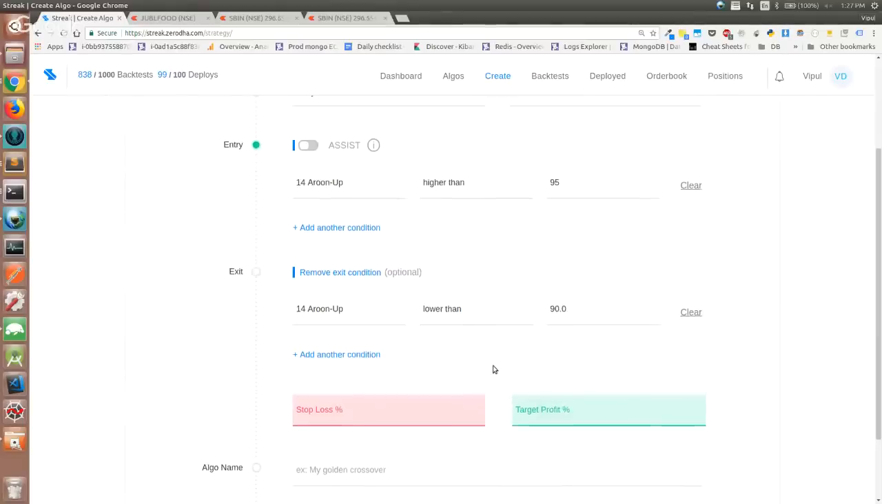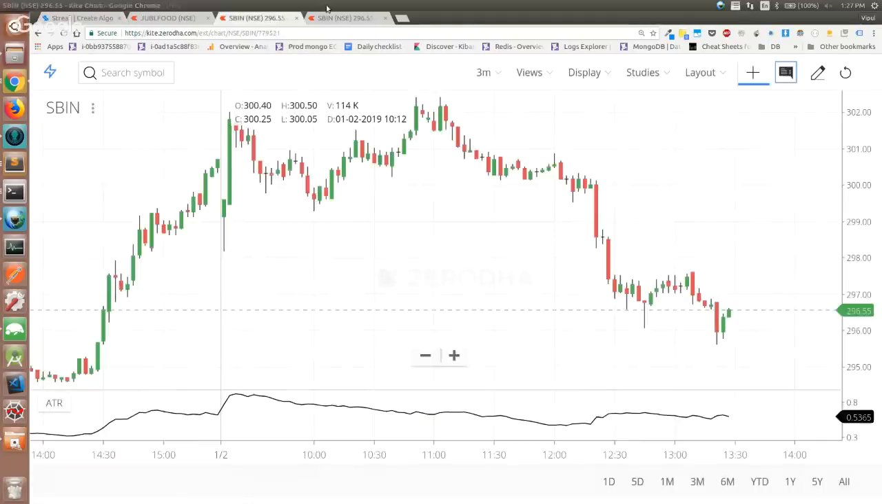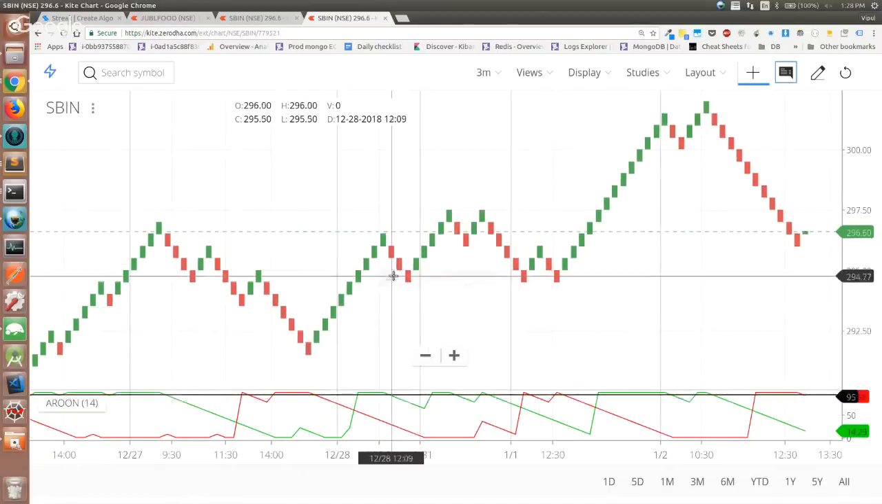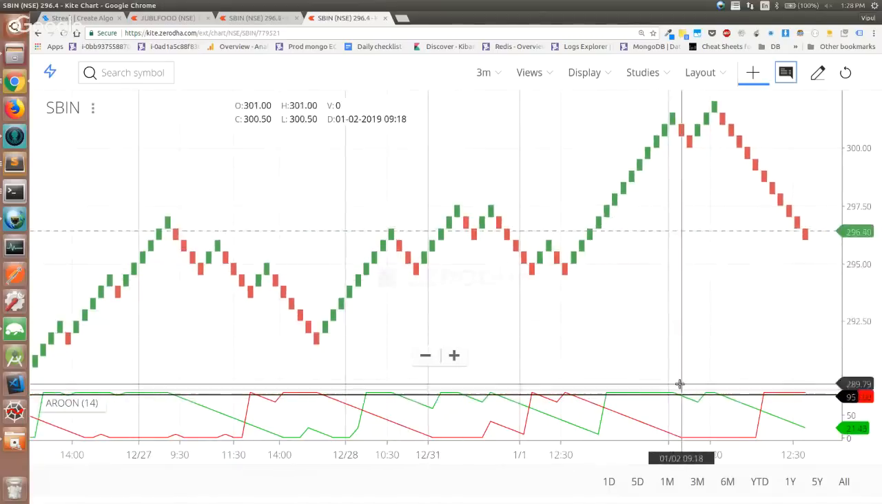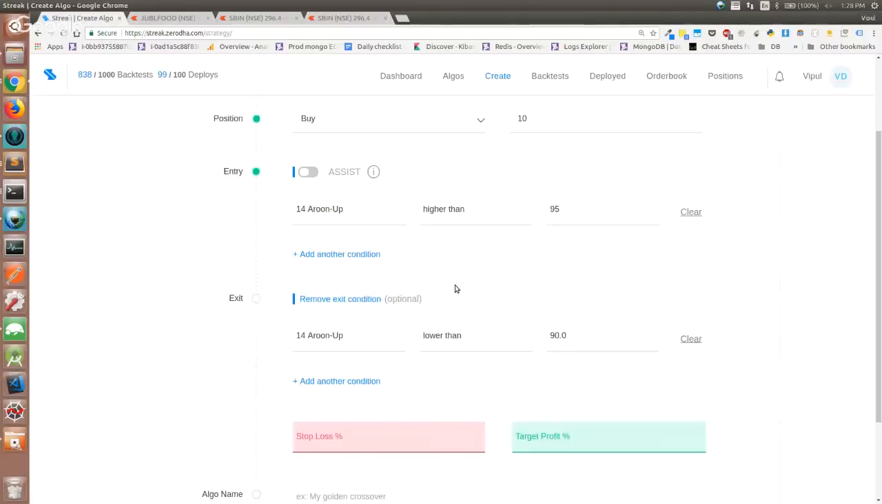So again, Arun up higher than 95, and Arun lower than 90, sorry, is the exit. What it means is I'm going to exit here as soon as the Arun value becomes lower than 90. I'm just exiting here so that I don't wait too long to exit. So that's my exit. Always make sure when you are using Renko to have an exit condition in place, not just take profit and stop loss. Be careful with that.